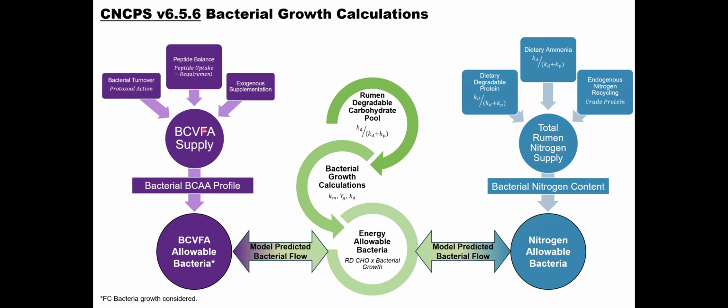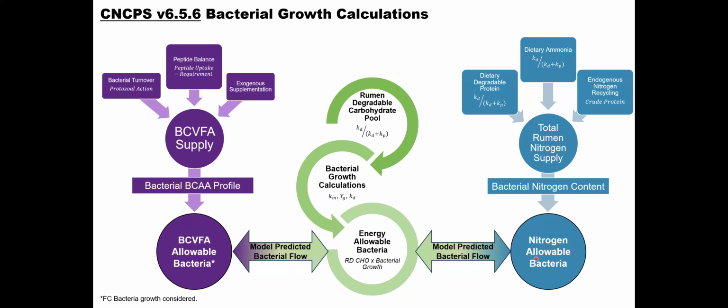Really, what this initially does is give us a branch chain amino acid supply, which then is going to tell us how much can be converted to a branch chain VFA, and that's going to give us the branch chain VFA allowable bacteria. And then together, these two are going to impact how the energy allowable bacteria are calculated, right? Which one of these are first limiting?